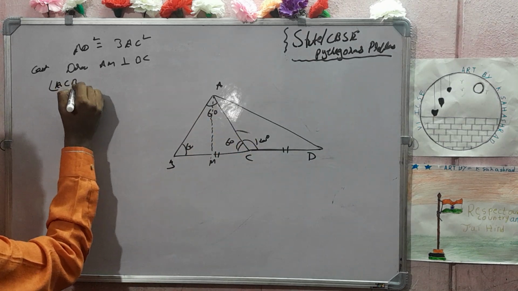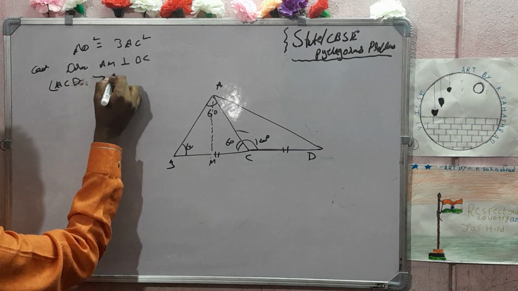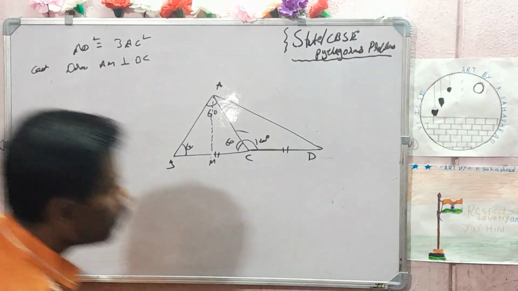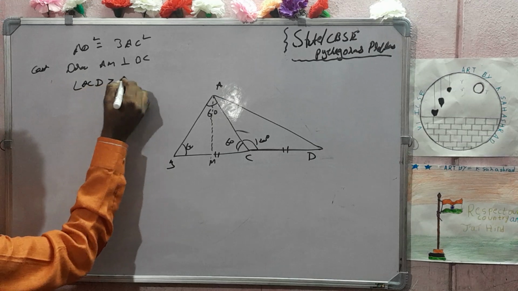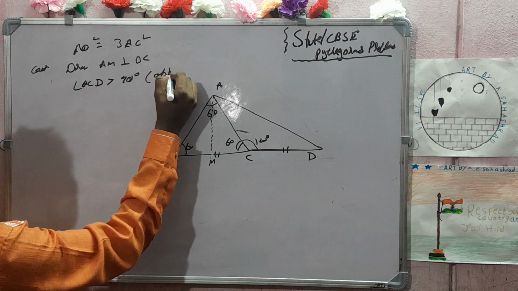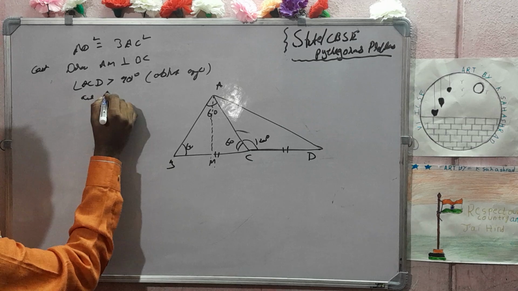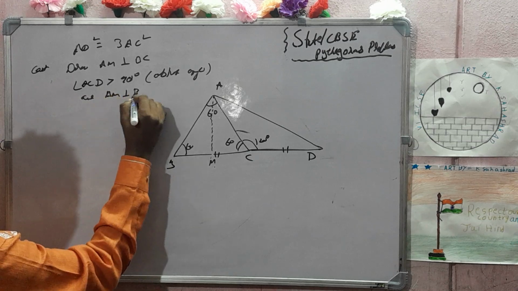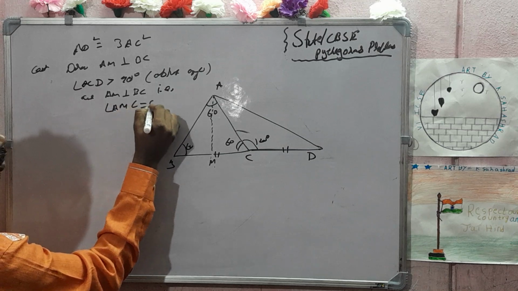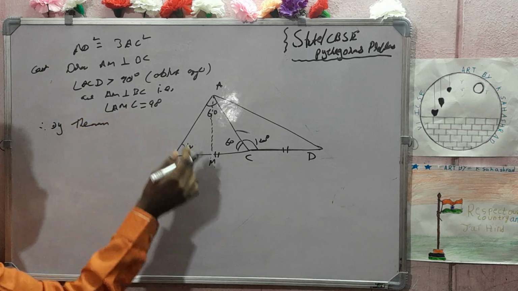Therefore, angle ACD is greater than 90 degrees, right? Greater than 90, obtuse angle triangle, obtuse angle, and AM is perpendicular to BC, that is angle AMC is equal to 90 degrees. Therefore, by theorem, apply the theorem.